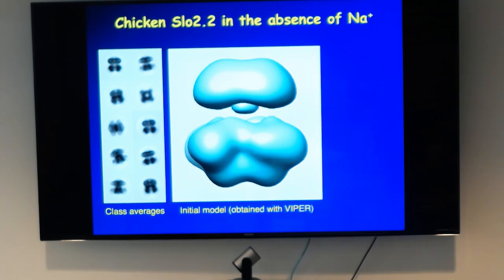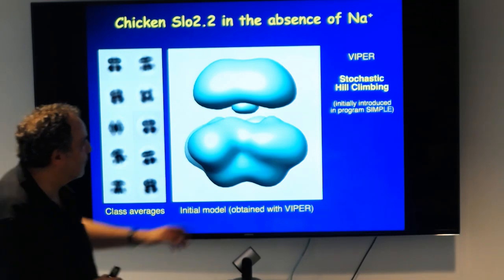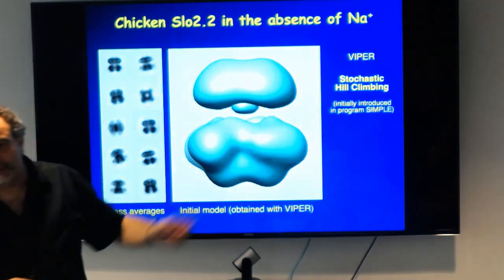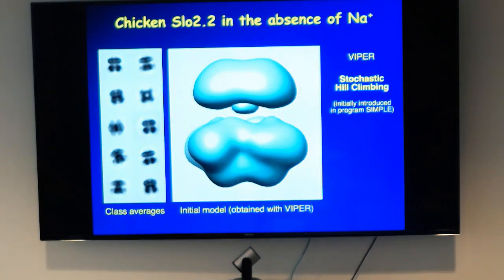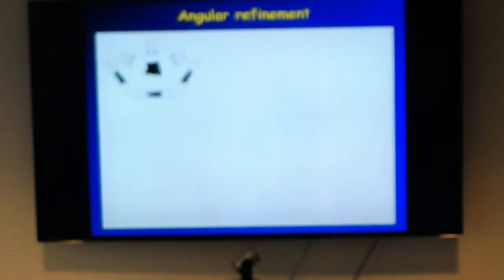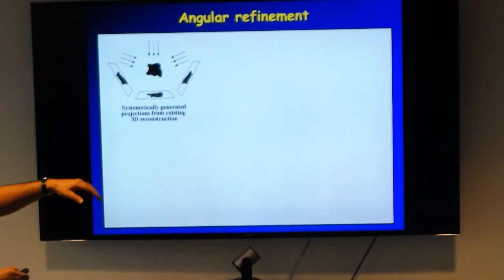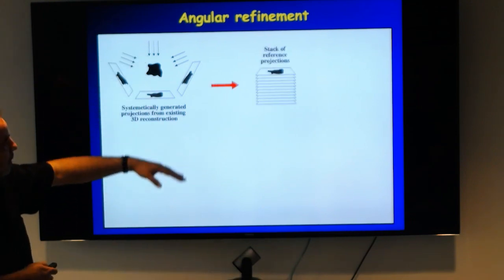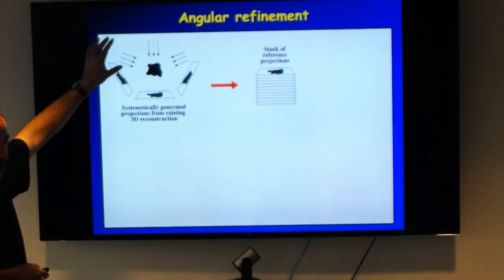And so the way this was solved was initially a program called Simple, and it was a very simple advance, and this is stochastic hill climbing. That totally changed the world for single particle electron microscopy. So this has to do with refinement and how we used to do refinement. You have your initial density map, and now from this density map you calculate projections of all kinds of different orientations, and so you now end up with a stack of reference projections from your initial density map.